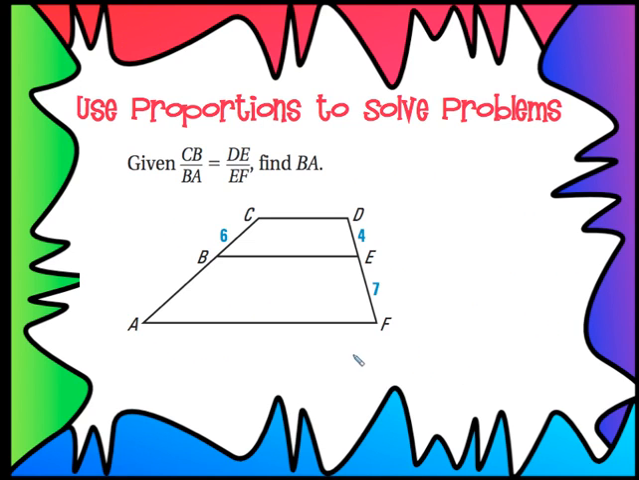Okay, whenever we are dealing with proportions with shapes like this, it tells you right here what you're going to be setting up. So CB is 6. BA is not known. Oh, sorry, I guess I should write it how they do. You could write AB, that would be fine. DE is 4, and EF is 7. So find BA. You just cross multiply and solve like we've been doing.